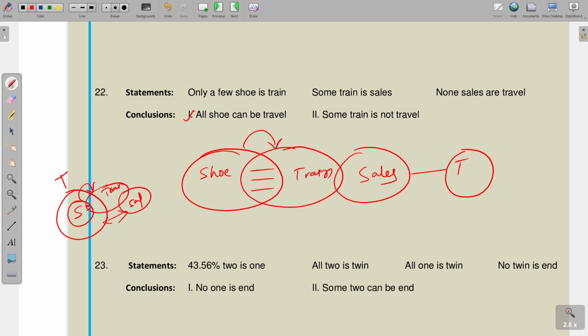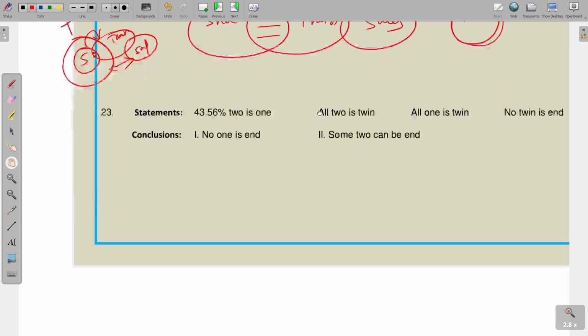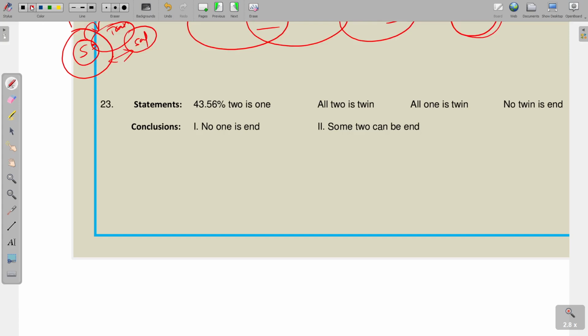And the statements are not violated anywhere. Some train is not travel, so some train is not travel, some part of train is sails and no sail is travel. In the sense, both 1 and 2 follow. Both follow. Next, question number 23.